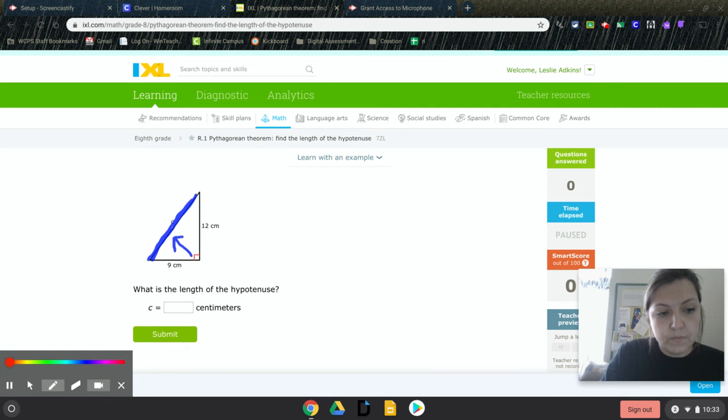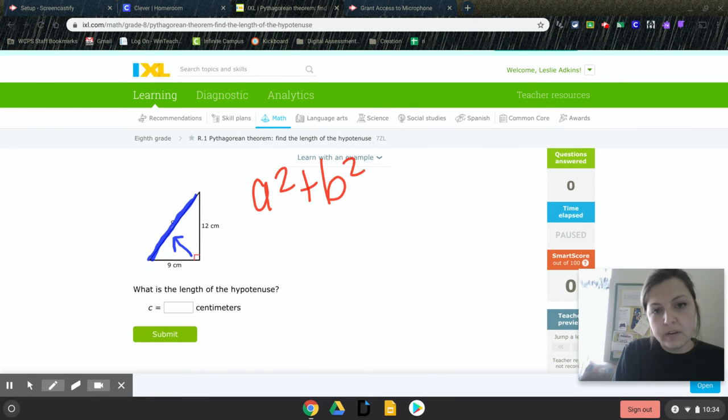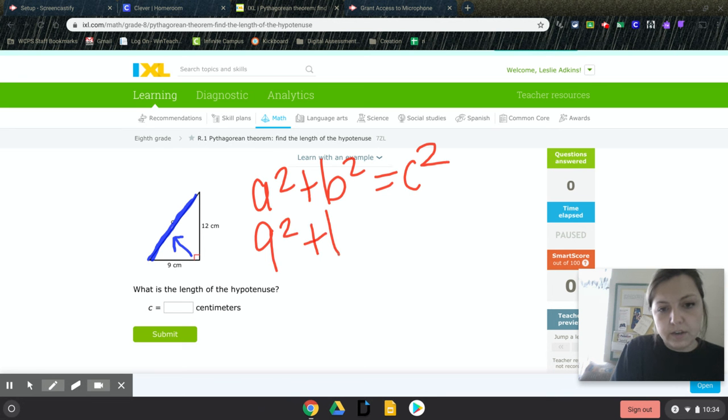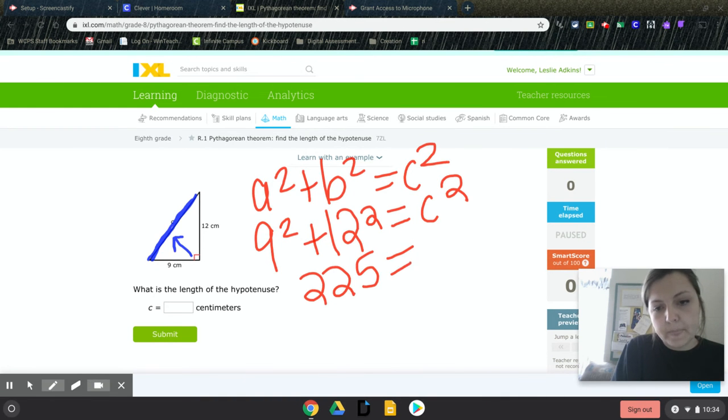So we're going to use a squared plus b squared equals c squared. It doesn't matter who you assign a and who you assign b. We have 9 squared plus 12 squared equals c squared. That'll be 81 and 144, which will give us 225.